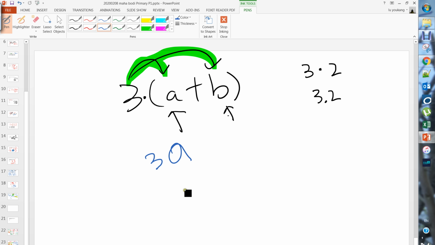So the first arrow is 3A. The second arrow is 3 times B, which is 3B. Then what is this one? Let's add. This one is the operation, which is addition. So copy down.